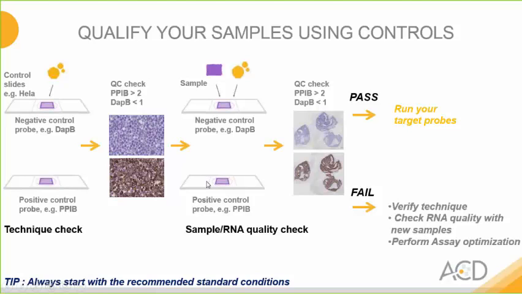So the positive control is used to check the RNA quality in your tissue. For example, we have a QC standard of 4 to 10 dots per cell for the housekeeping gene PPID in most tissues. And the negative control will be informative if the assay flow is optimized. For example, if you have over-digested tissue, you can expect to see background signals even in the negative control.